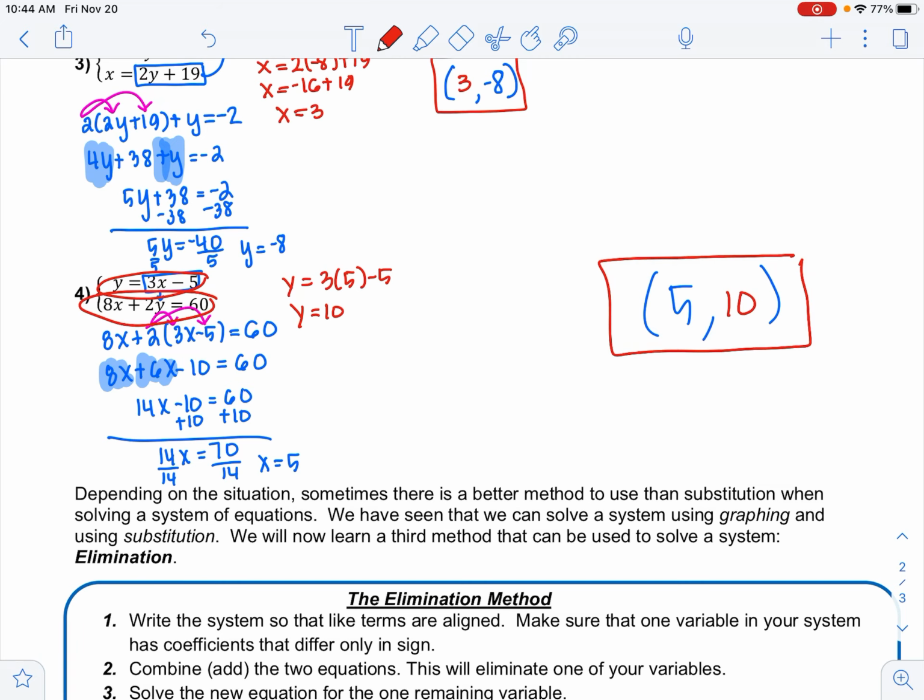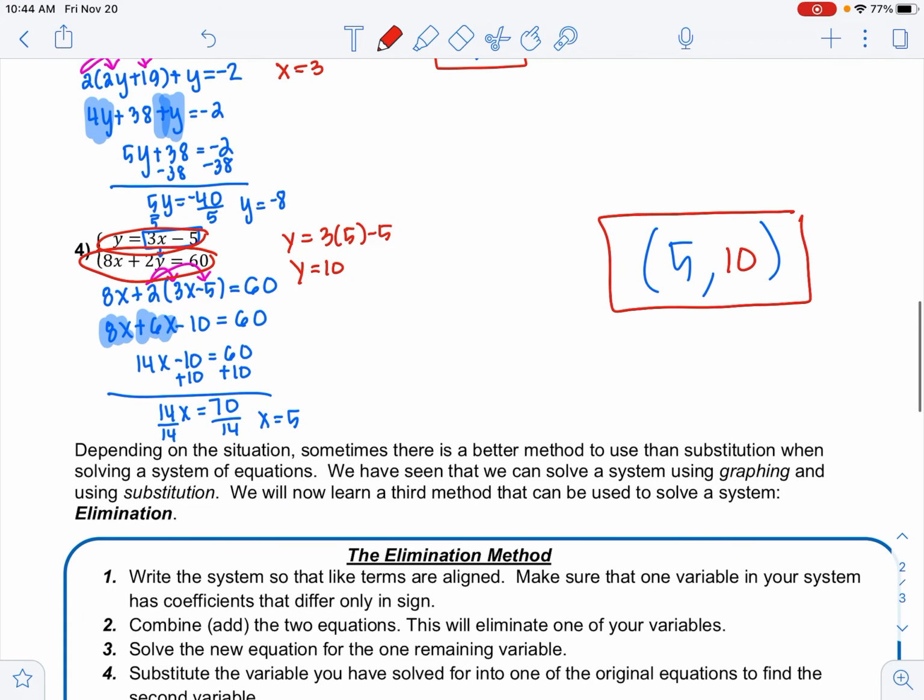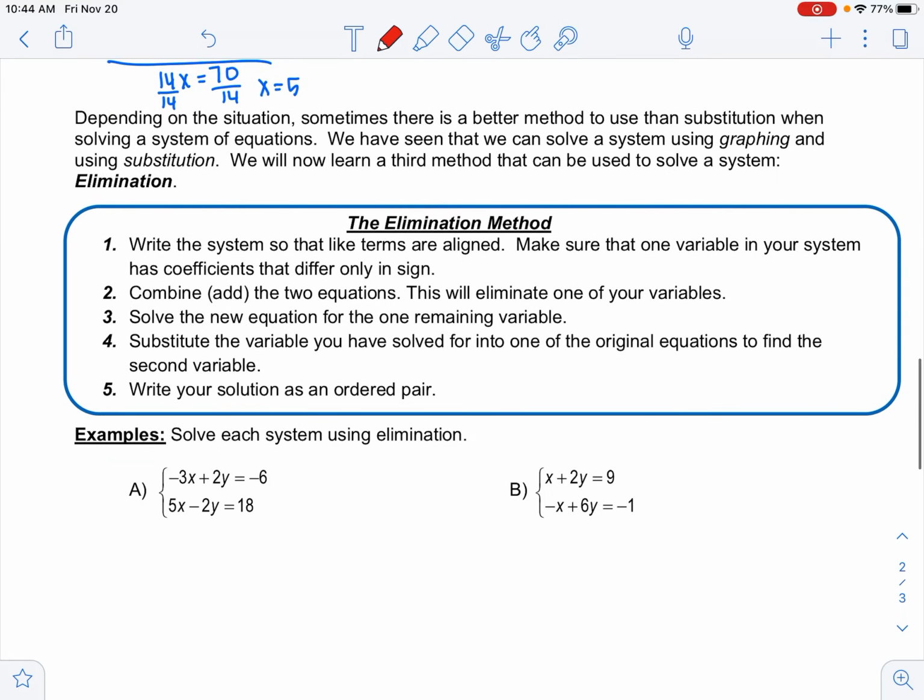Once again, if you want to check your answer, I'll check it in this one. 8 times 5 is 40. 2 times 10 is 20. 40 plus 20 is 60.